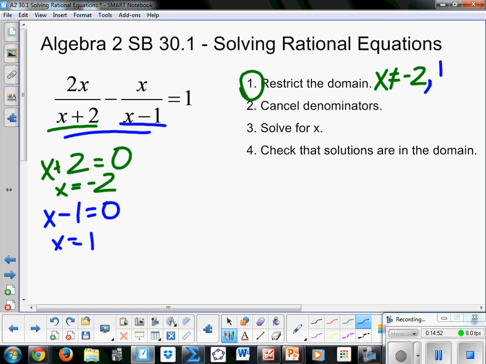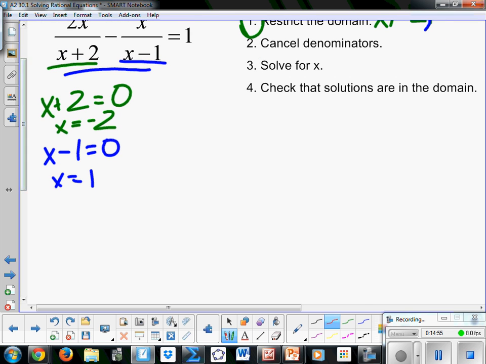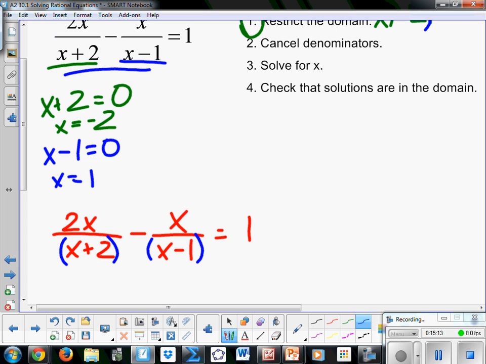Okay, so now we're going to cancel our denominators, but in order to do that, we're going to do subtraction on this side first. Okay, so we've got 2x over (x plus 2) minus x over (x minus 1) equals 1. Well, in order to subtract these two, we need a common denominator. Well, we can group these, but there's nothing common about them. So I'm going to multiply this one by (x minus 1) over (x minus 1). So I'm multiplying this by 1. I'm not changing it in any way besides how it looks. Then I'm going to multiply this one by (x plus 2) over (x plus 2).